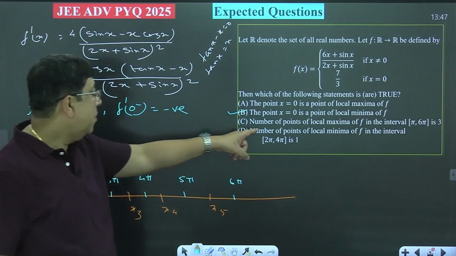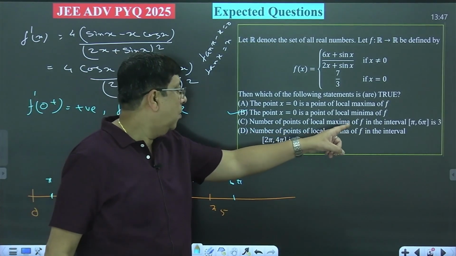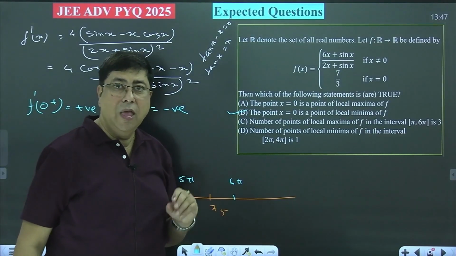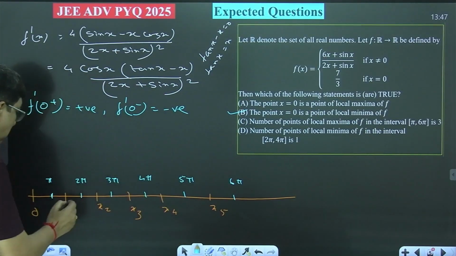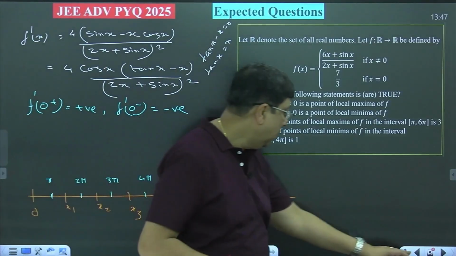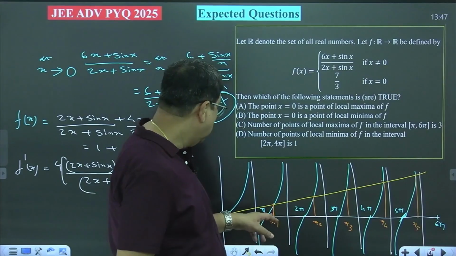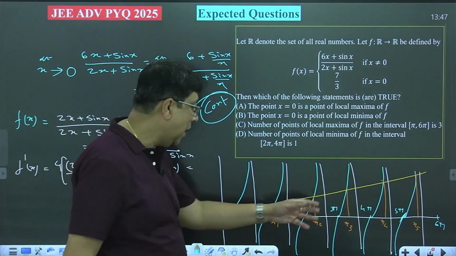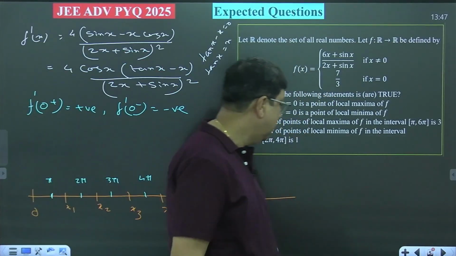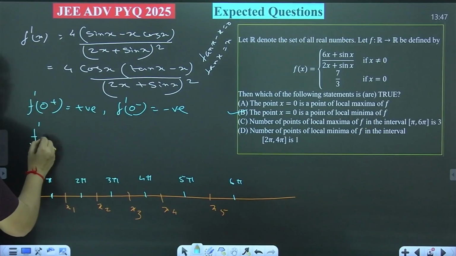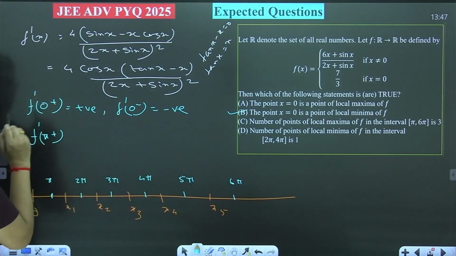Now the number of points of local max in pi to 6 pi. So let us check pi to 6 pi. First of all, x1 is a point lying between pi and 2 pi. Once again, I am showing you the picture. This curve, that x1 is the first critical point lying between pi and 2 pi, and accordingly I'll check here f dash at pi plus, and beyond pi, what will happen?